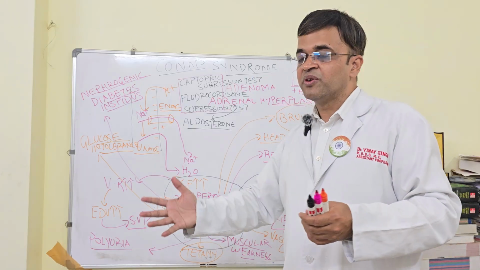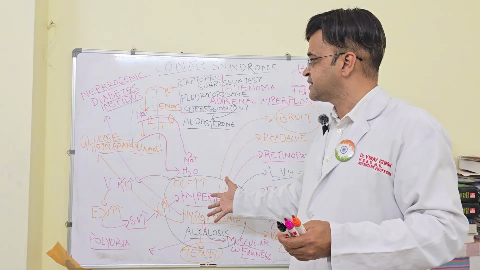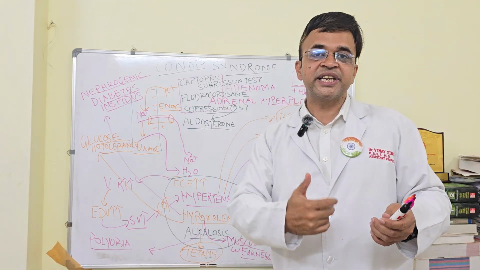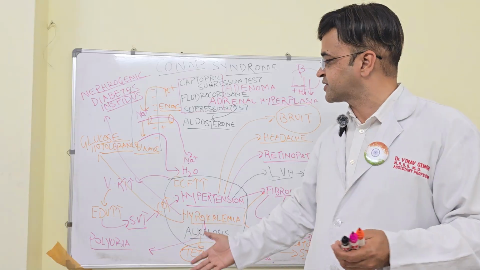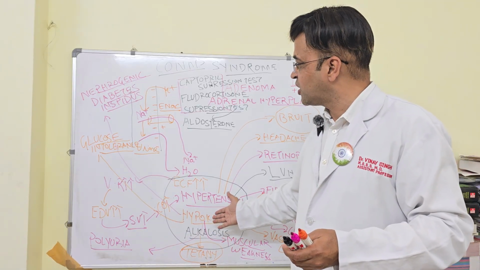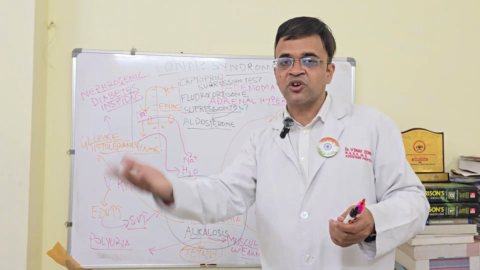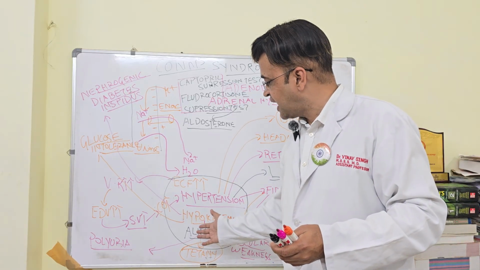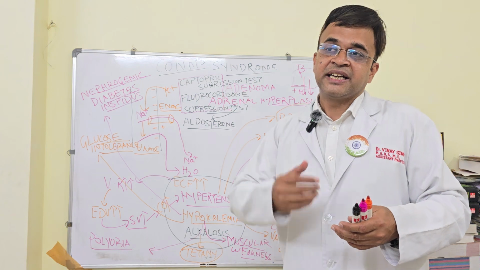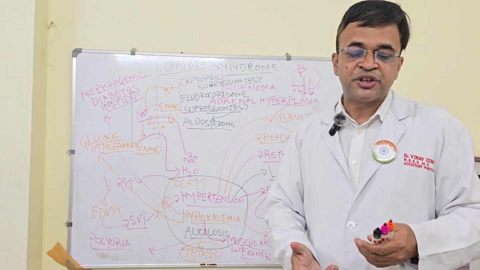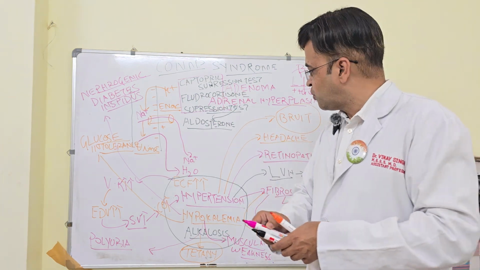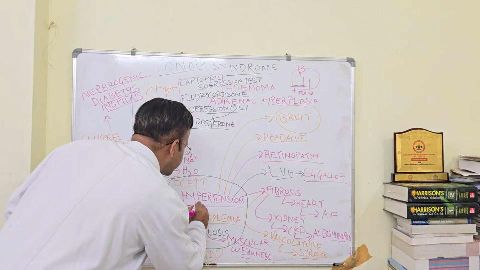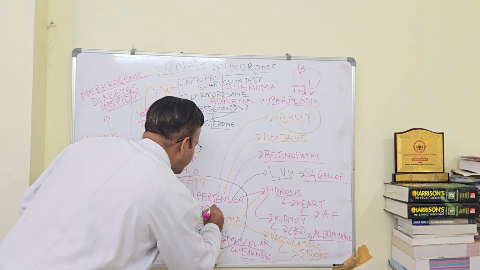Apart from that, you will have hypokalemia. This hypokalemia will lead to nephrogenic diabetes insipidus, the mechanism we discussed. It will also lead to glucose intolerance, the mechanism we discussed, and alkalosis, which in some rare cases can lead to tetany. One very important thing over here is that this can also lead to hypernatremia.